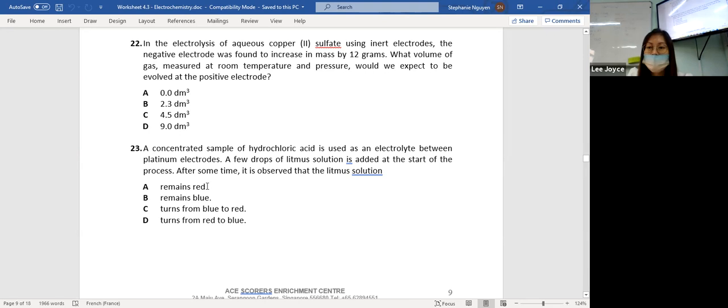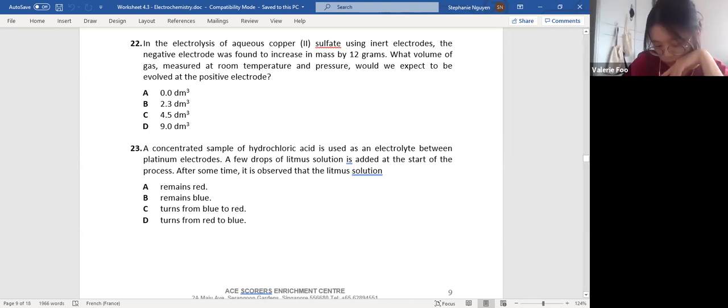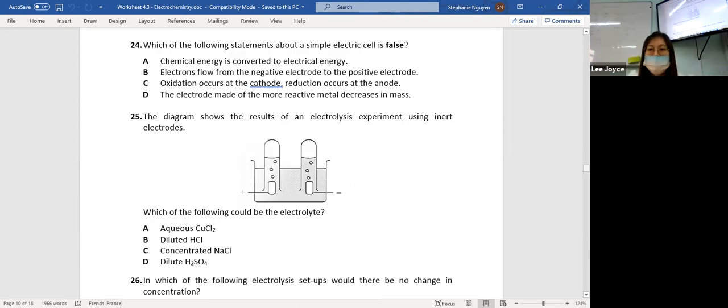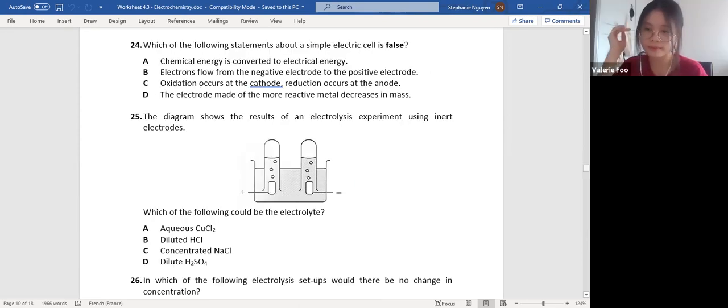Got it? Sabrina, okay? On to the next page. 27. 27, all right.